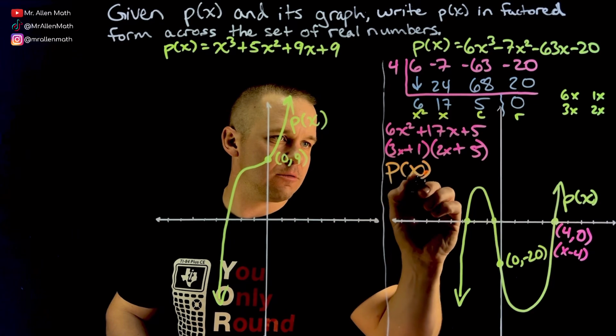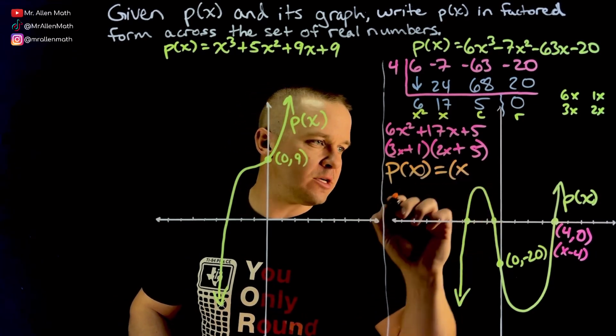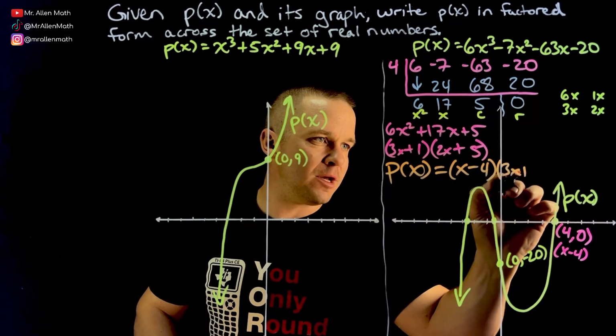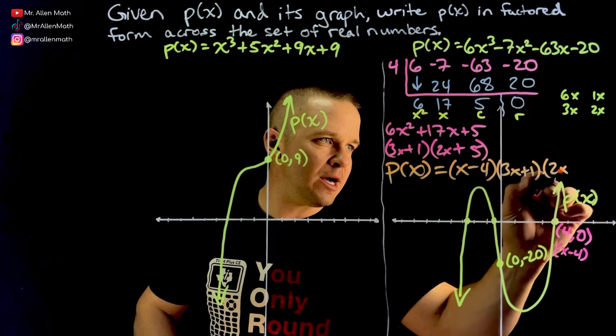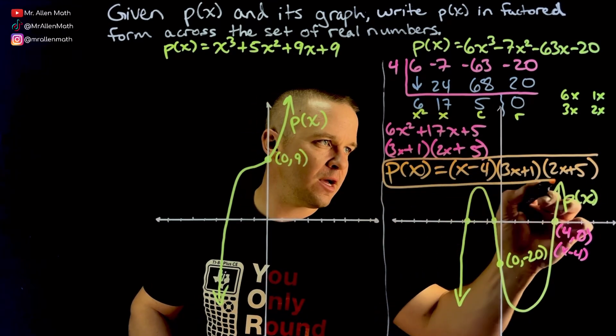P of x is we would have x minus 4. Don't forget that one. People often forget that. 3x plus 1. And 2x plus 5. Boom, factored form right there.